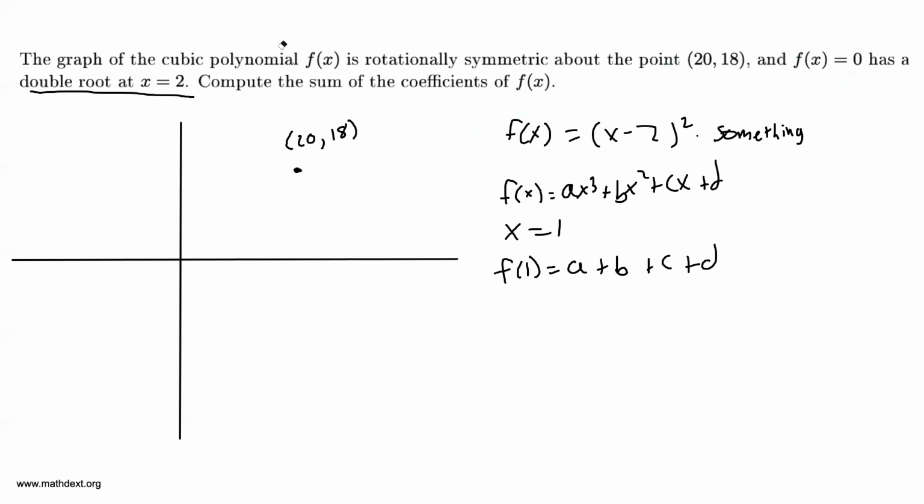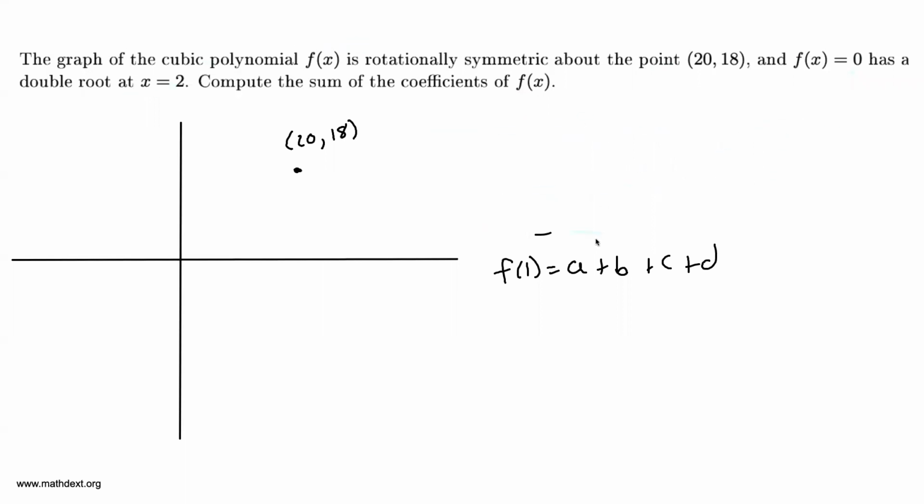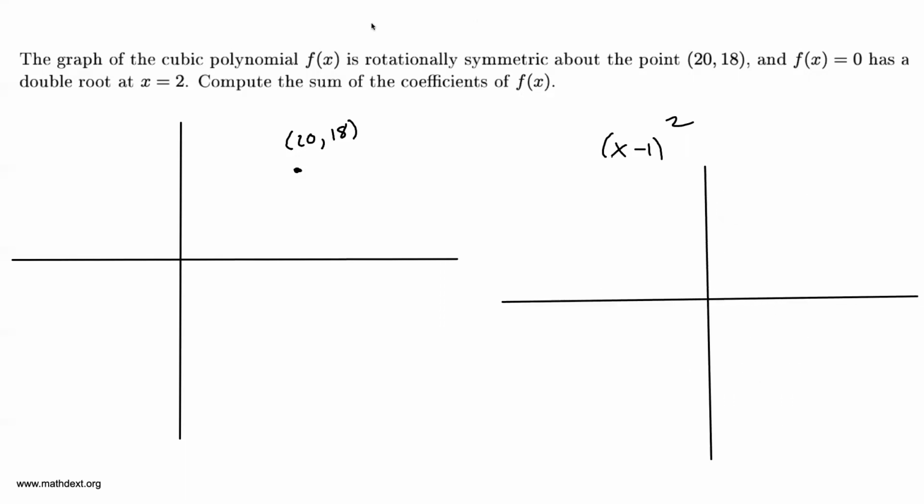Okay. Now that we've taken a moment to understand what the problem's asking us, let's get to work. We're given that f of x equals 0 has a double root at x equals 2. And what does that mean? Well, if you've seen graphs of polynomials that have double roots, like for example x minus 1 squared, and you try to graph that on a Cartesian plane, you end up with something that looks like this, where it touches the x-axis at the point where x equals 1, but it never actually crosses the x-axis.